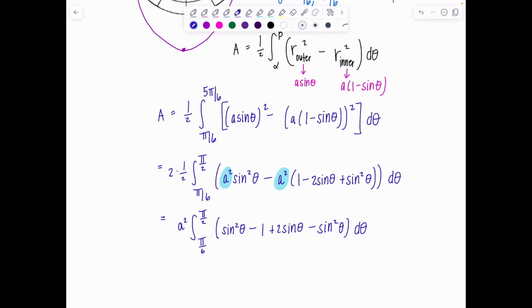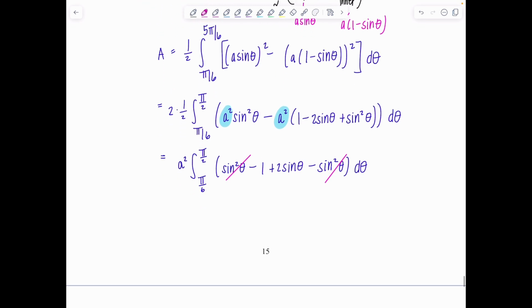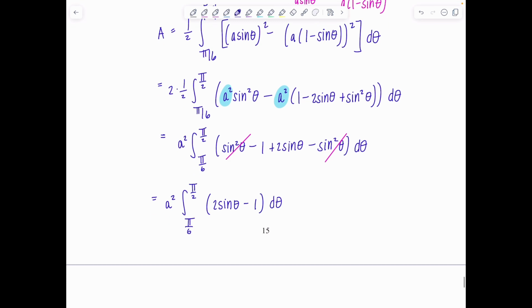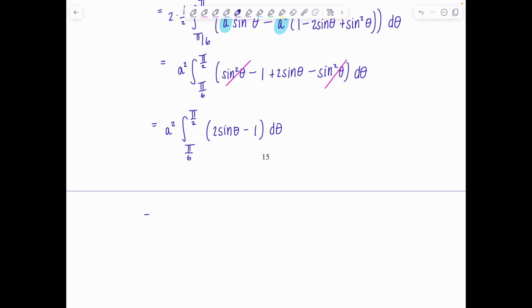And now it's not a bad integral, because see how sine squared theta cancels out? Yep, it does. So you're just left with a squared integral pi over 6 to pi over 2. And should we leave it like that? No, let's write 2 sine theta minus 1. So we have the positive term in the front. Let's put our best foot forward. Okay, I think we can integrate, right? Yes, we can, Professor V.